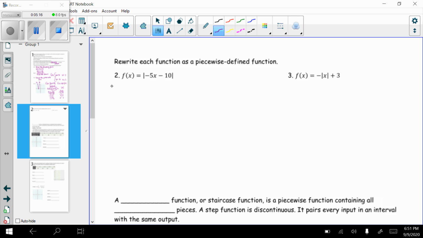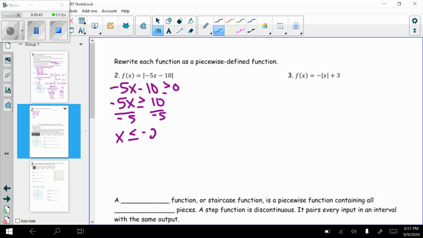So I just take what's inside absolute value, negative 5x minus 10, and I say that has to be greater than or equal to 0 because it has to be positive. I'm solving for x, so add 10 to both sides. Negative 5x greater than or equal to 10. Divide by negative 5, right? We have to remember our rule from Algebra 1 days. Anytime I divide by a negative number, I flip my inequality sign. So instead of saying x is greater than or equal to, now it's x is less than or equal to negative 2.